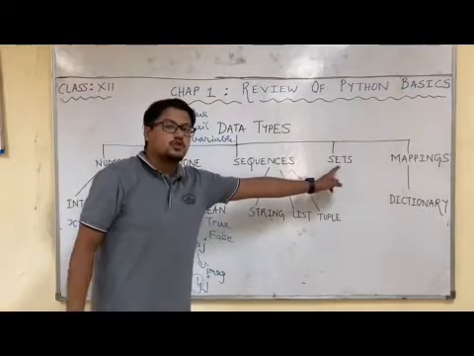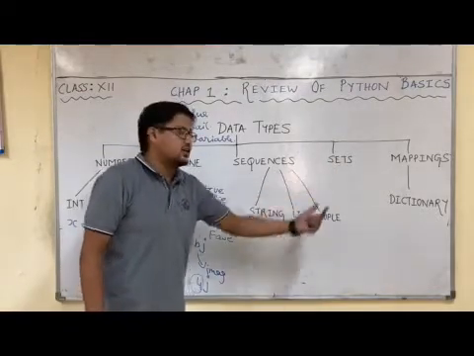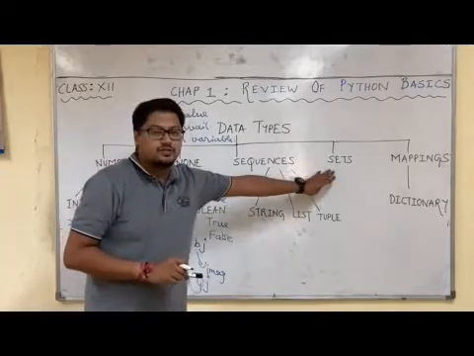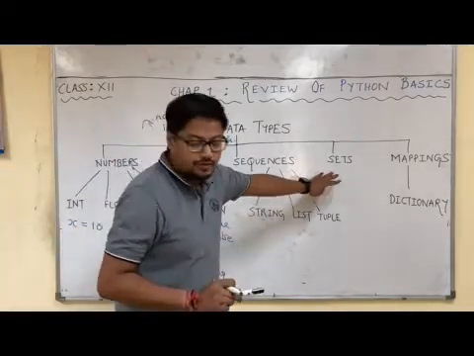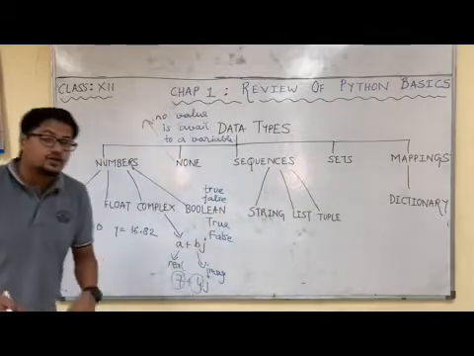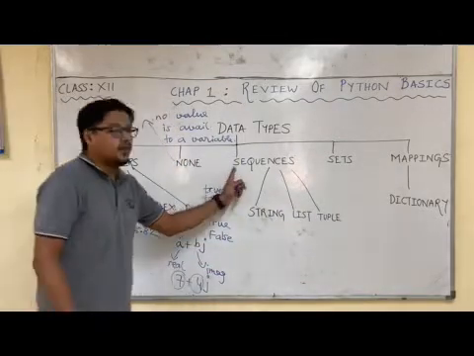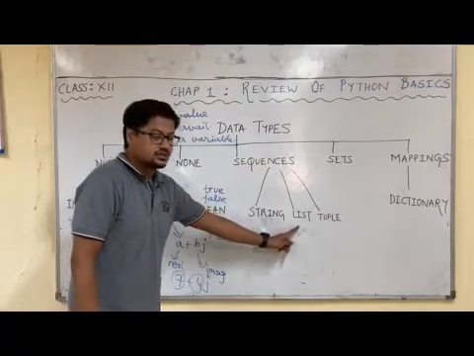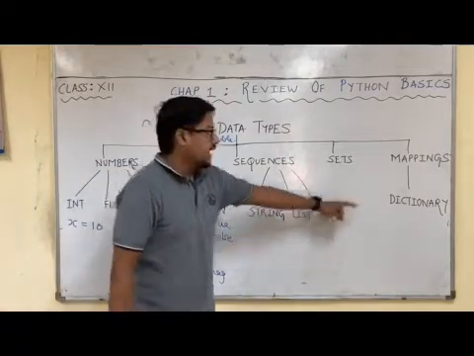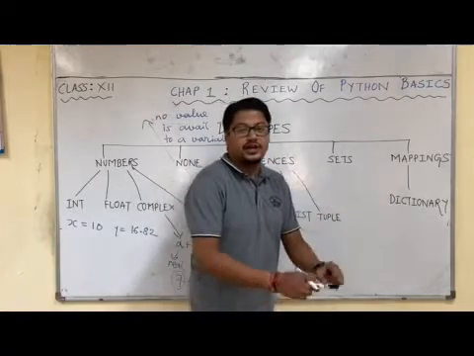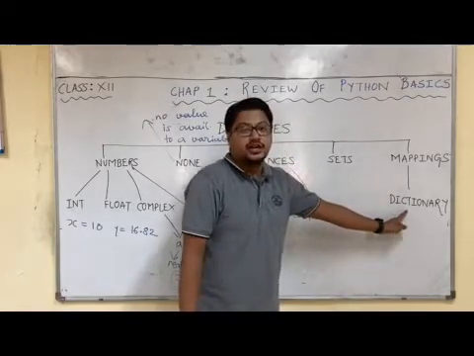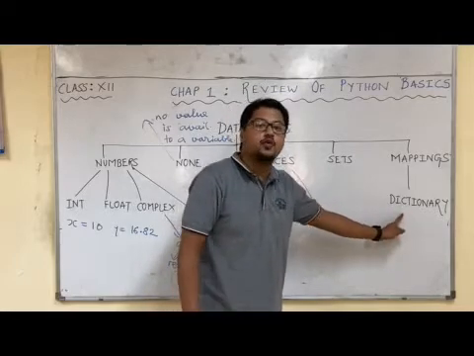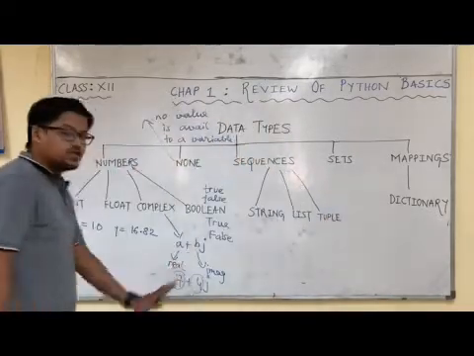We were also not using sets that much, but just for understanding, a set is an unordered collection of data. We do not have that much portion of sets in our syllabus, so we won't be discussing it. What we are going to discuss in depth is sequences. Students, you remember string, list, tuple, and mappings, that is dictionary. Dictionary, if you remember students, is a combination of key value pairs. Okay, so these are the major types of data types.